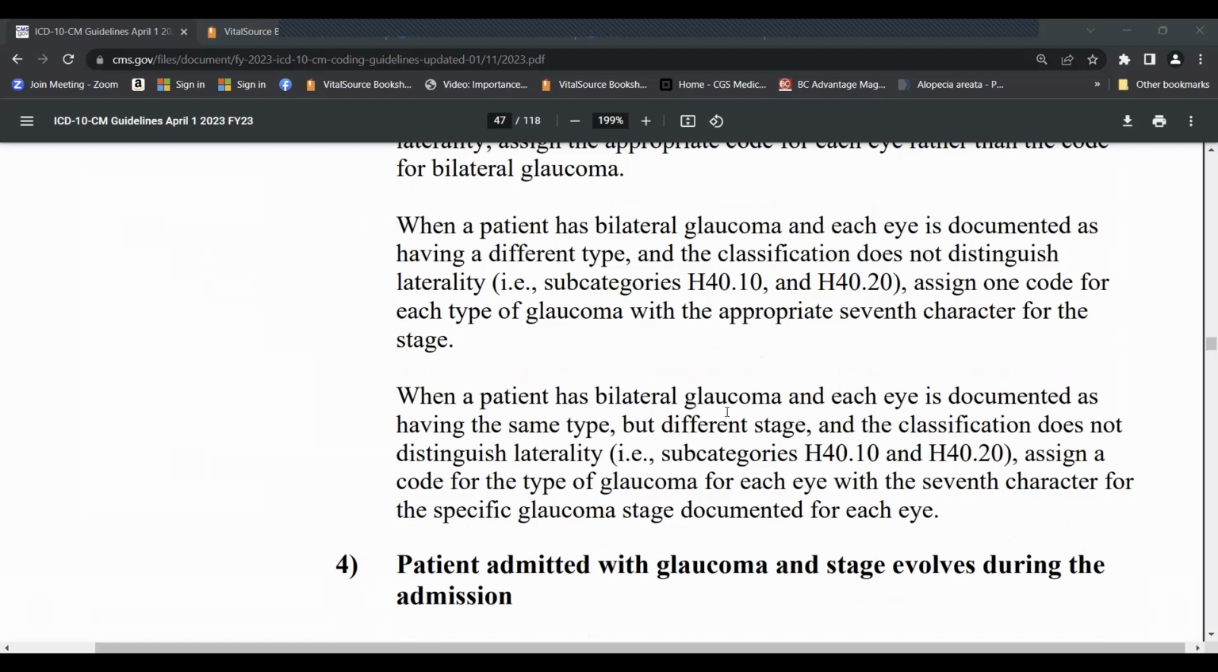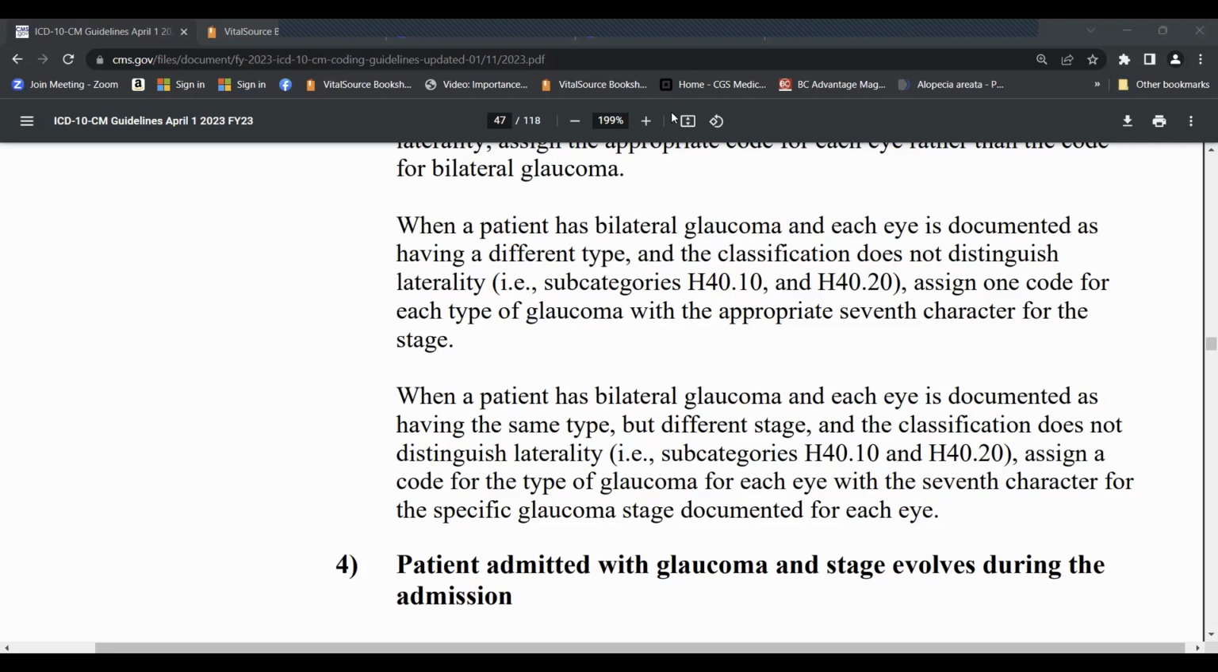When a patient has bilateral glaucoma and each eye is documented as having the same type, but different stage, and the classification does not distinguish laterality, assign a code for the type of glaucoma for each eye with the 7th character. Okay? And we just saw an example of both. What's the difference in these two paragraphs? Did you see that?